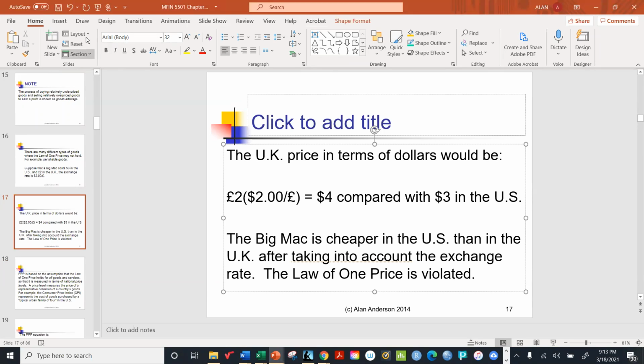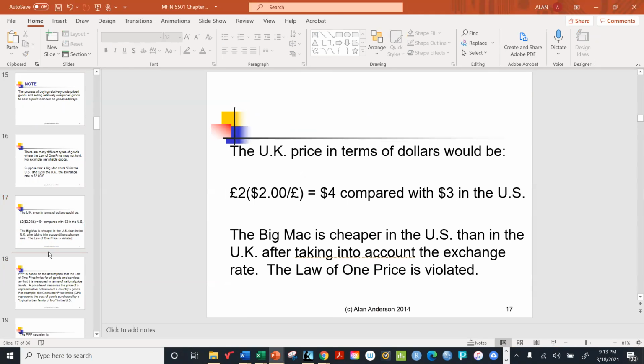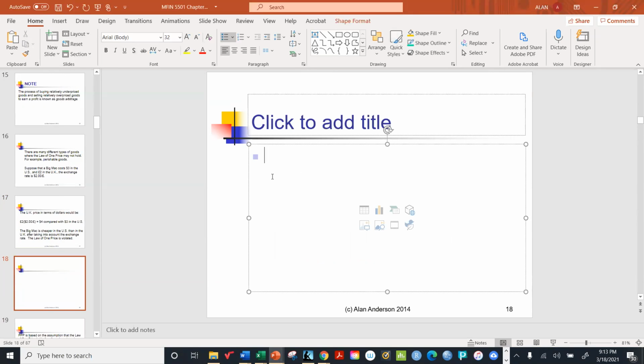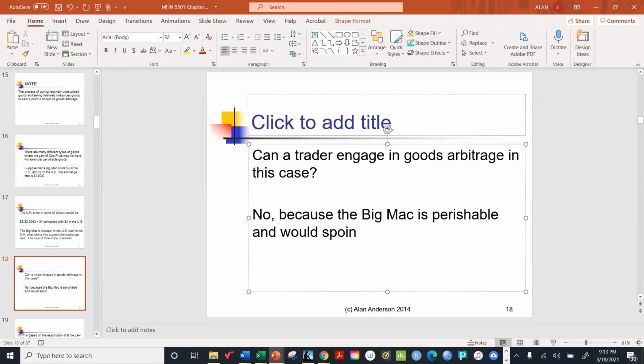Now, here's the question. Can a trader engage in goods arbitrage in this case? No, because the Big Mac is perishable and would spoil if it was shipped between the two countries.